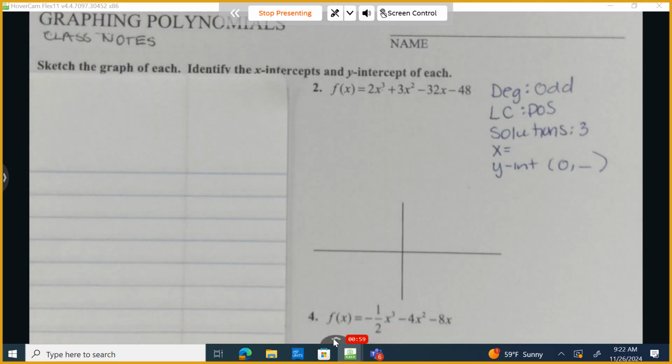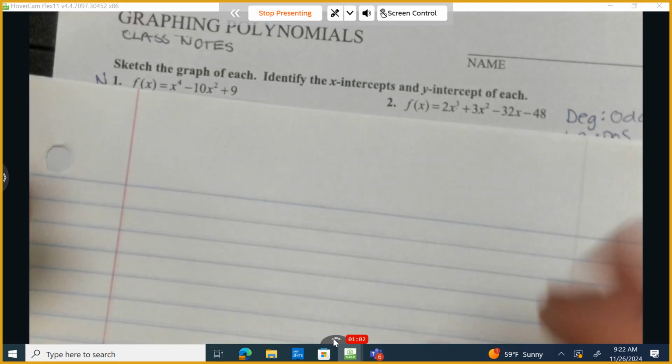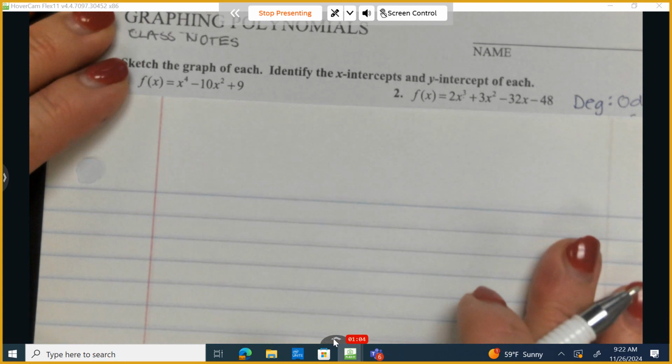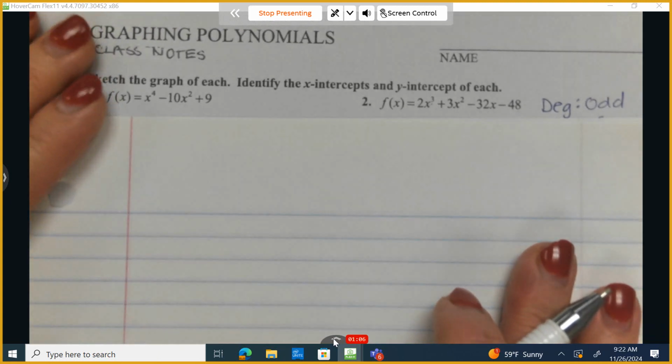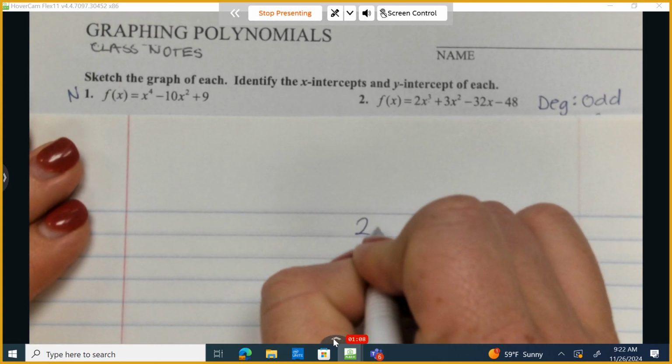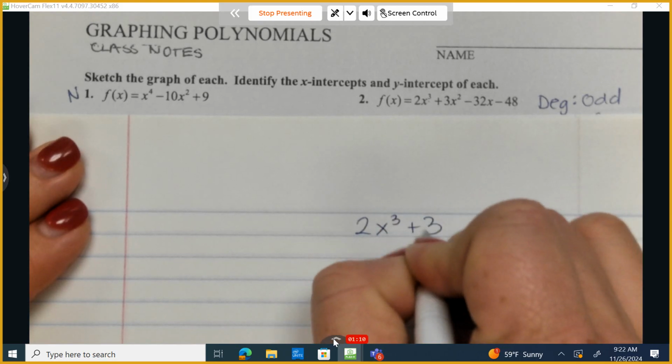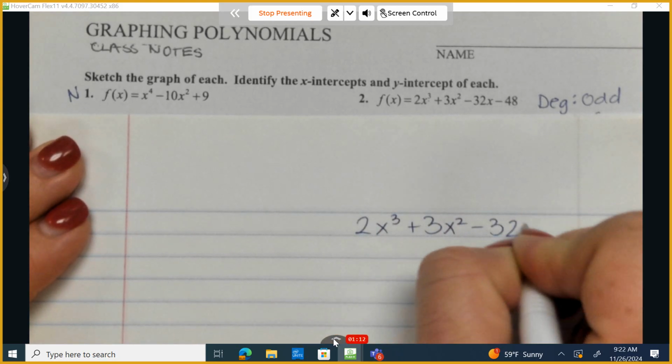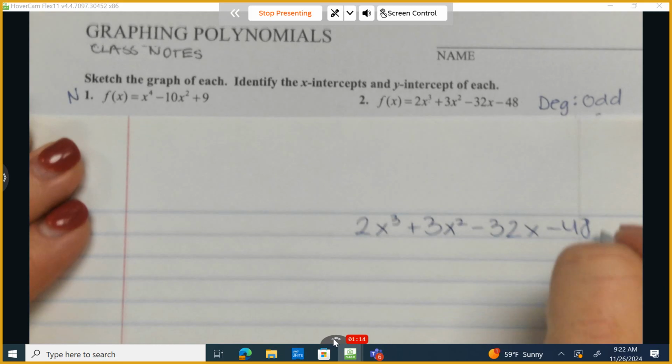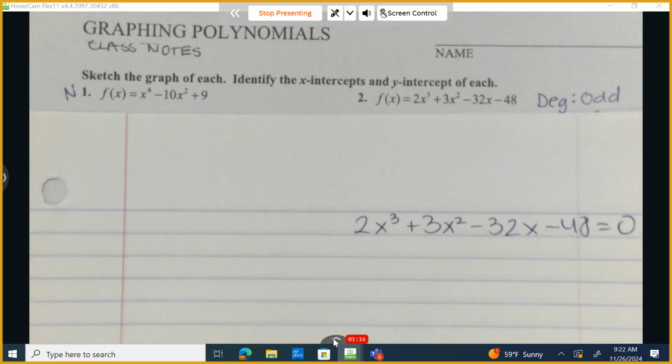And now it's time to get started. So I'm going to come off to the side here, and I'm going to write down this function. And I want to solve this using the skills that we practiced last week. So I'm writing down 2x cubed plus 3x squared minus 32x minus 48. And I'm going to set this equal to 0.